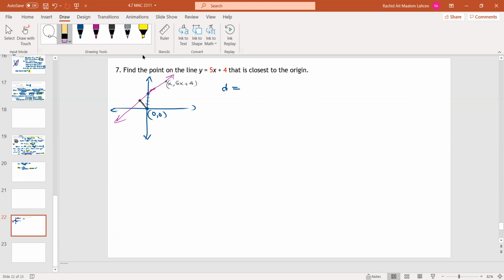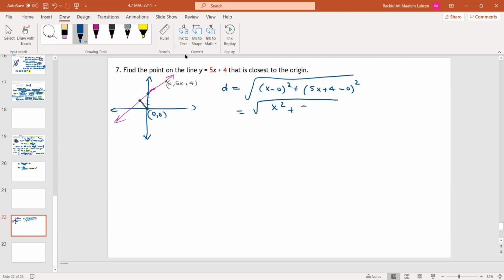So the distance between these 2 points, if we use the distance formula from algebra, is going to be the square root of x minus 0 squared plus 5x plus 4 minus 0 squared, which is x squared plus 5x plus 4 squared.